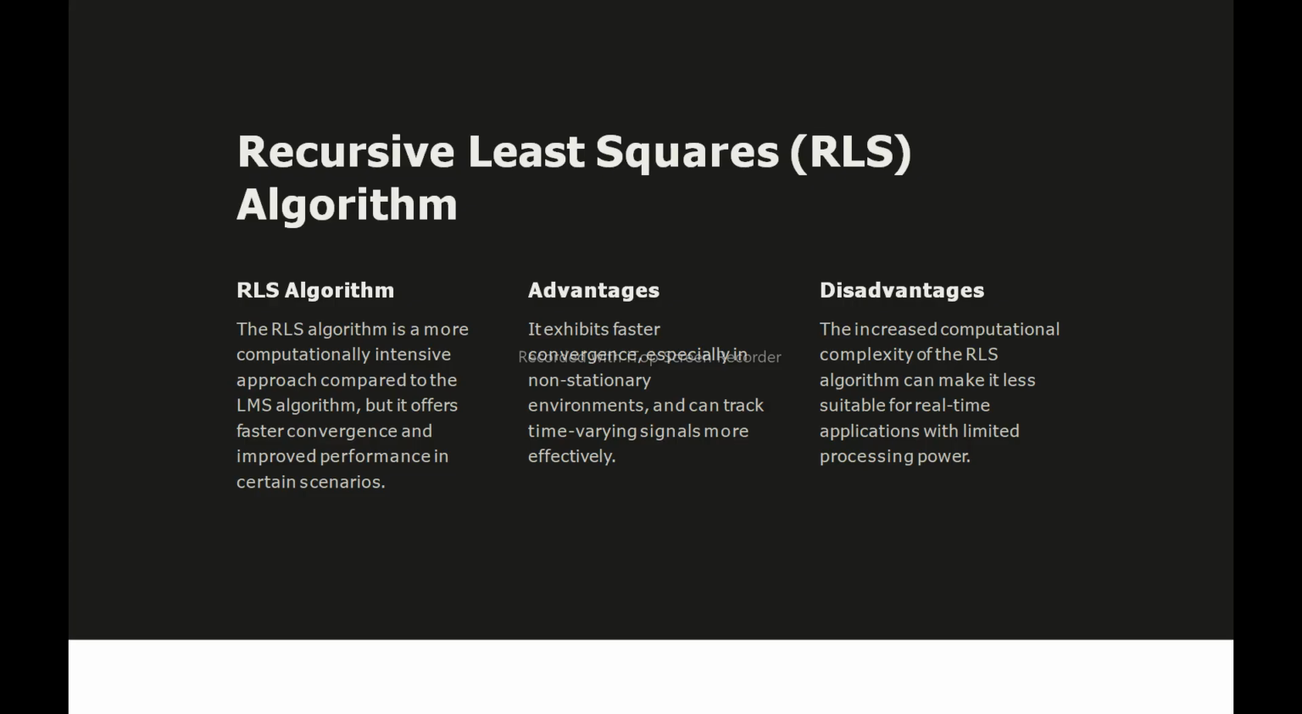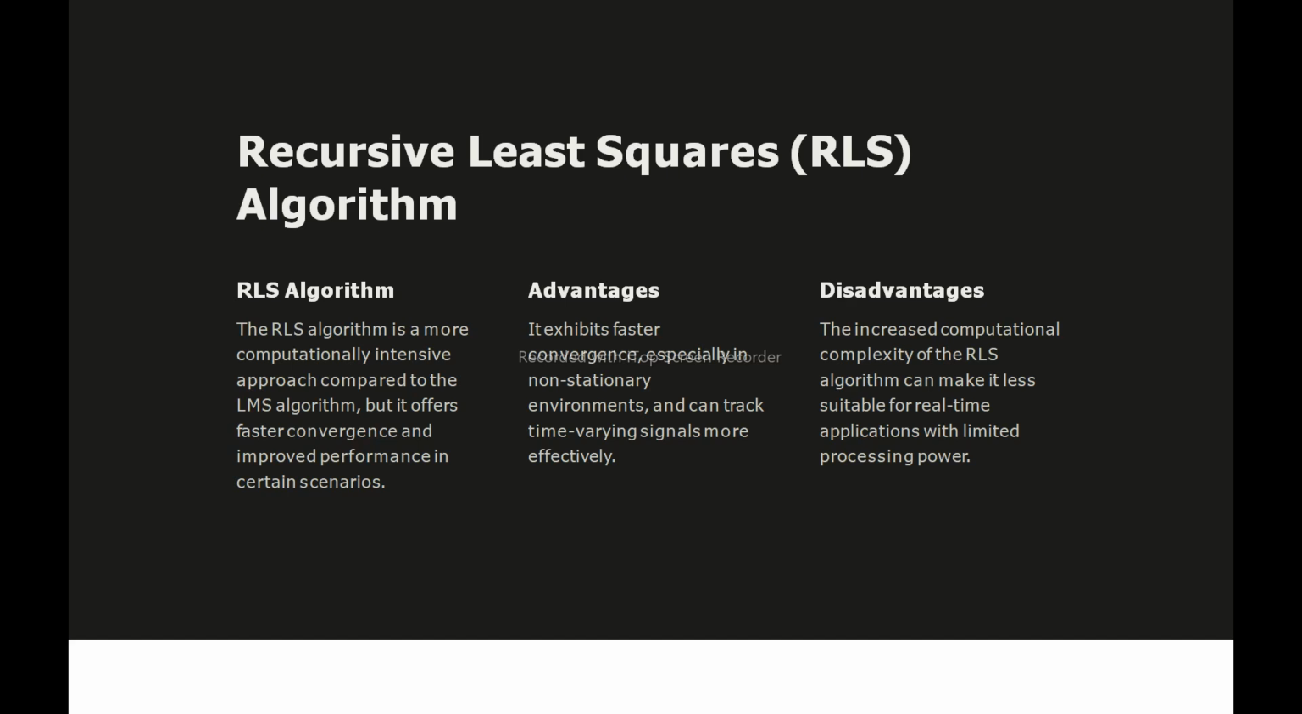Now the next one is the recursive least squares algorithm. It also has three steps, and its advantages and disadvantages. The RLS algorithm is a more computationally intensive approach compared to the LMS algorithm, but it offers faster convergence and improved performance in certain scenarios. Like its approach is also more difficult compared to LMS, but it is easy to converge data and to detect error in this method.